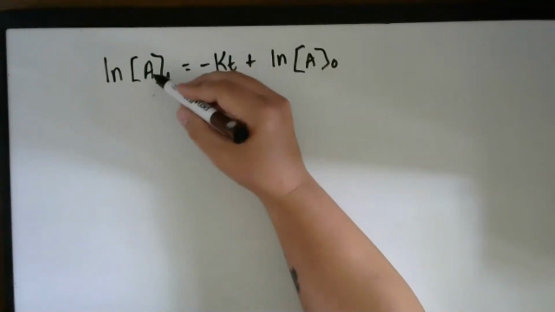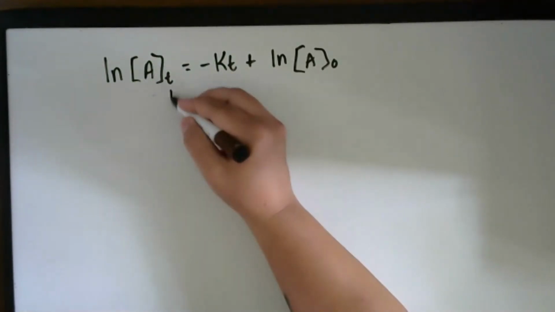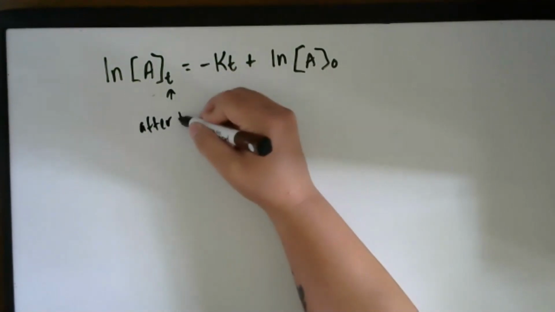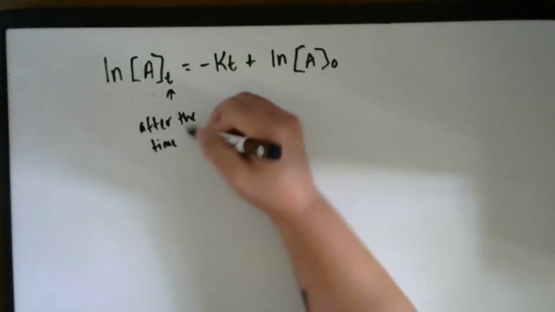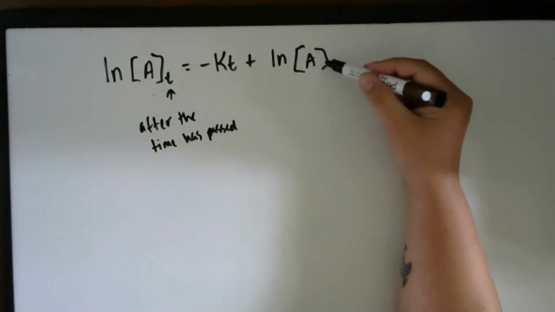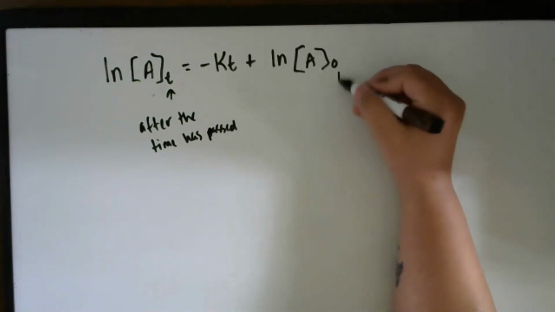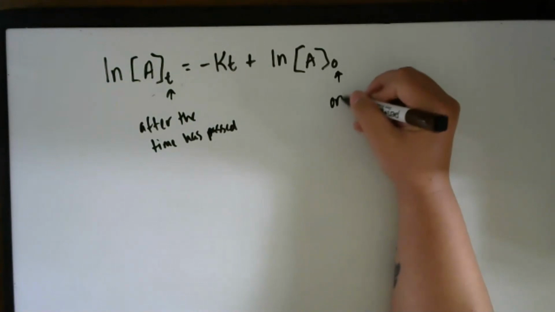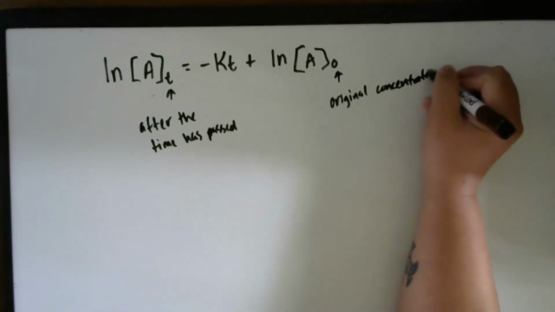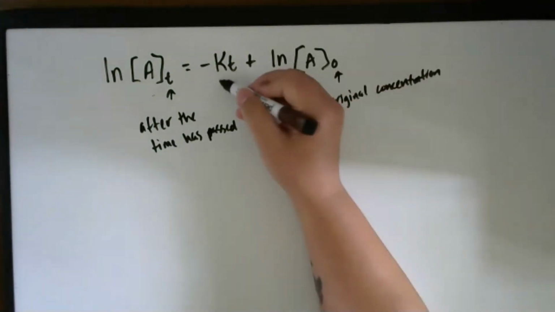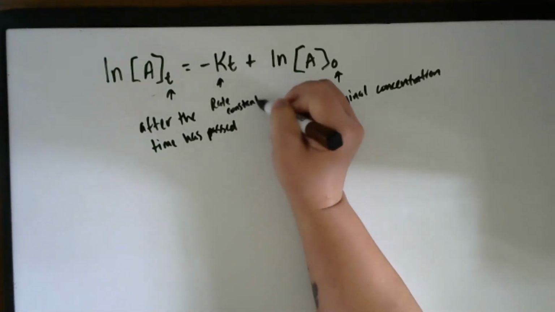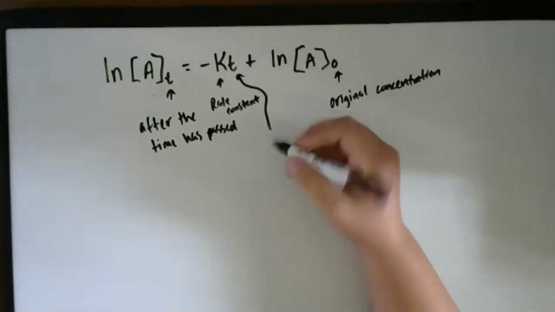Okay, so this ln of A sub t, we're talking here about the concentration after the time has passed. When you see the ln concentration of A with a little 0 down there, that's going to be your original concentration. This k value is going to be your rate constant, and then this is going to be the amount of time that has passed.